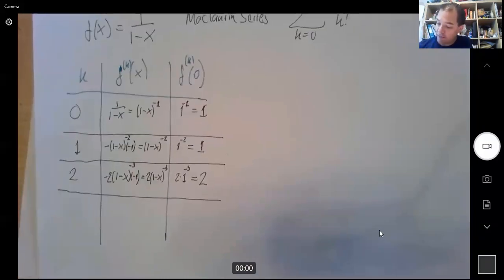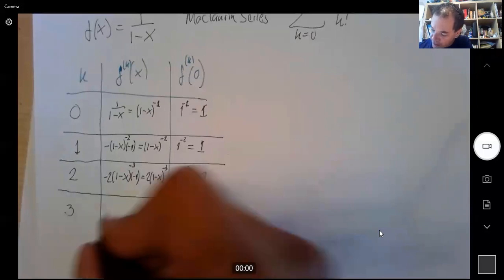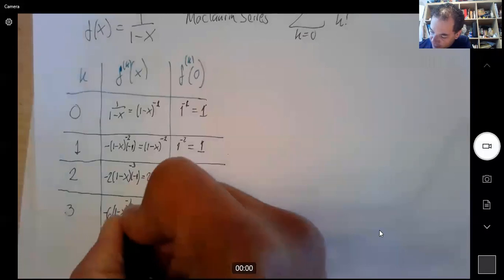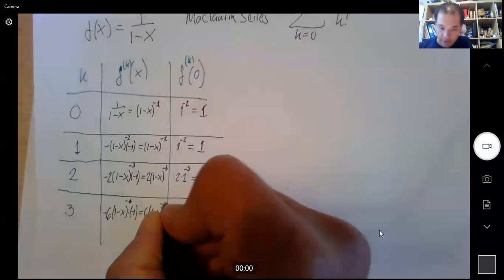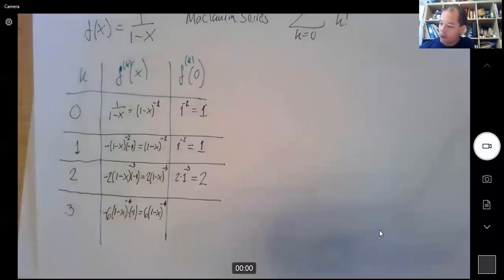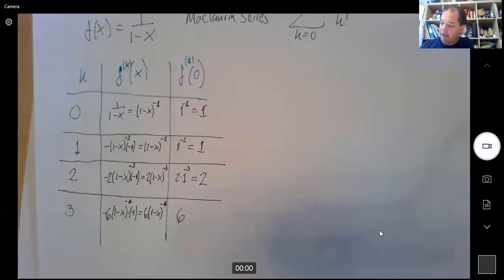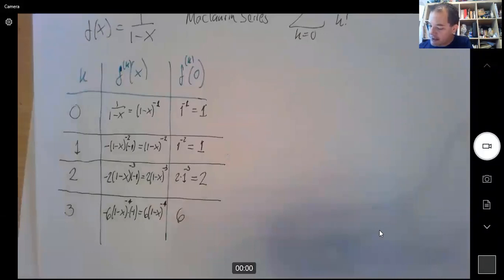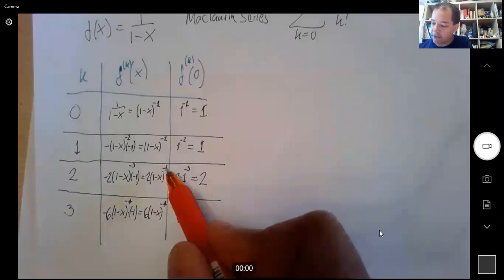Let's continue. Let's do a few more. Third derivative. -3 comes down, multiplies the 2, so it's -6, (1 minus x) to the -4 times -1, so that's 6 times (1 minus x) to the -4. Right? And when we plug in 0, we get 6. And this 6, let's think where it came from. This 6 came from this 3 multiplying this 2. So it's actually 2 times 3, right?